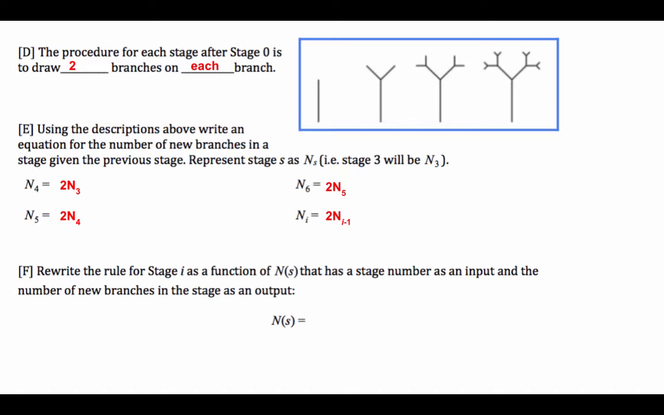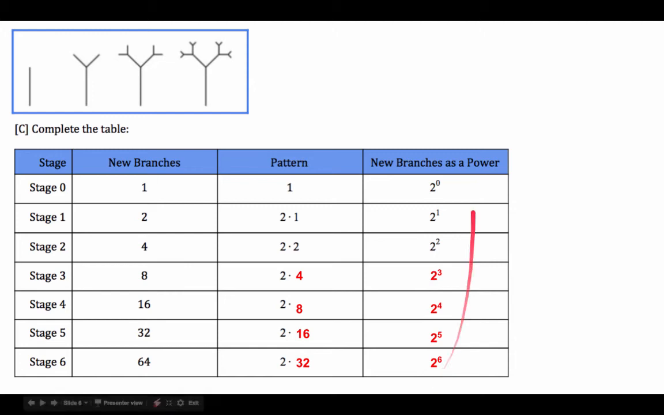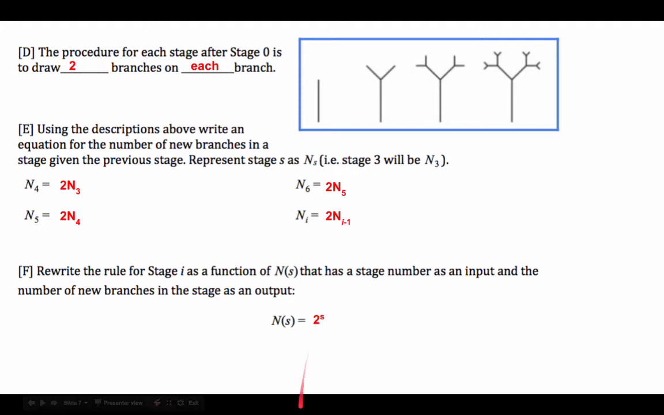Now, let's think about how to write this more explicitly. How many are there at a certain stage, with S being the number of the stage? Let's take a look back over here. We notice that the number of branches is a power where the power matches the stage. The stage is S equal to 0, 1, 2, 3, 4. In stage 5, the number of branches is 2 to the 5th. So the way we write it is 2 to the S. The number of the stage matches the exponent, so 2 to the S in this particular case.